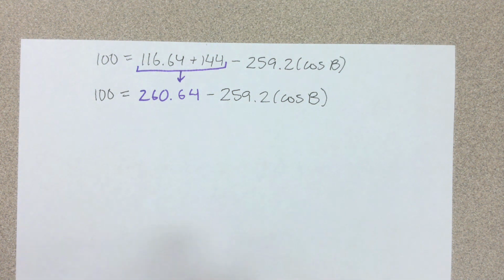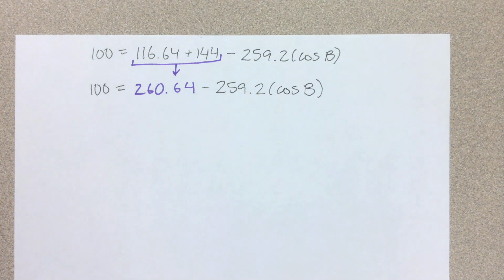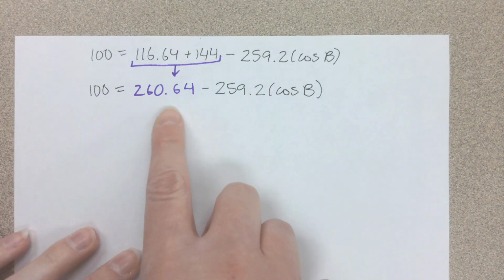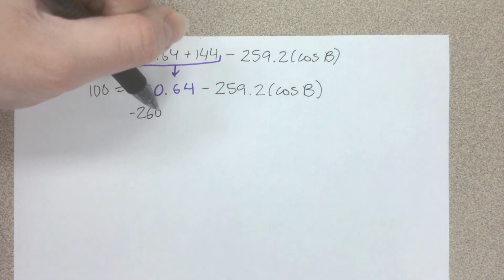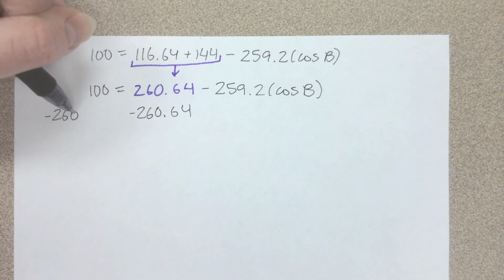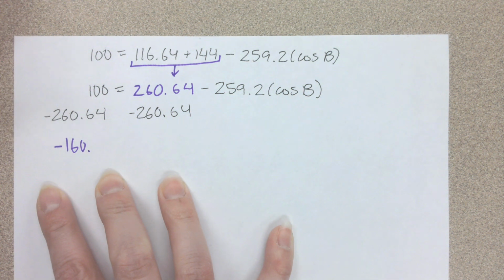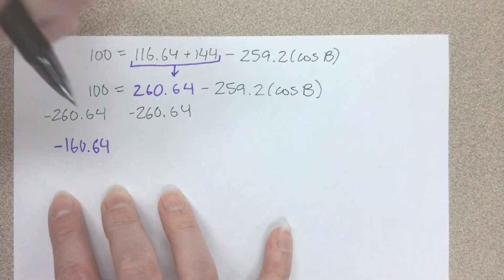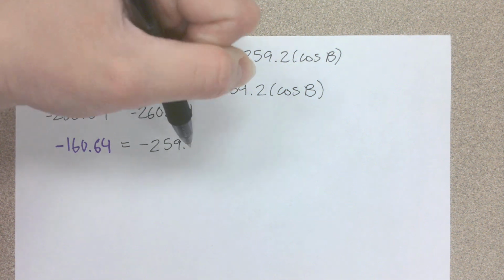One of the biggest mistakes I see is students will subtract these numbers because they're completely ignoring the fact that it's being multiplied by that cosine of b. It's attached to that cosine of b. You cannot subtract those. So don't subtract these on the test. I'll see it happen. Make sure you're not the person who does it. Yes, we're going to move this over to the other side. That is what we will do. So minus 260.64 on both sides. That's going to leave me with negative 160.64 equals, and then I'll just bring this guy down, negative 259.2 cosine of b.